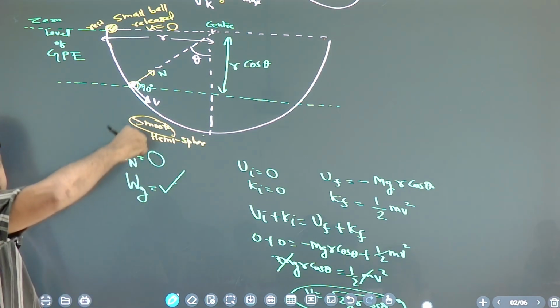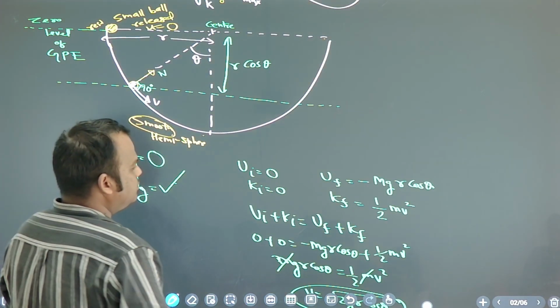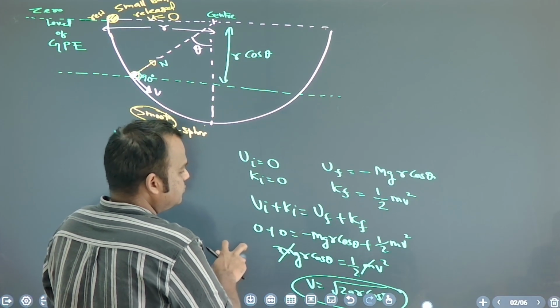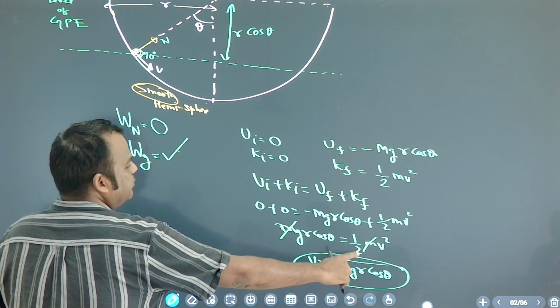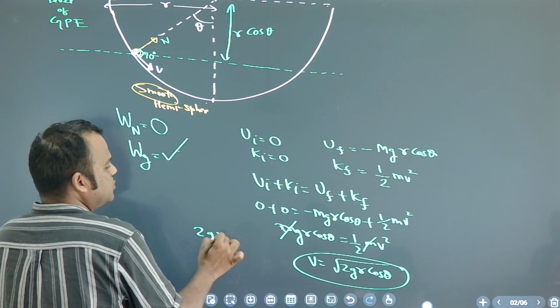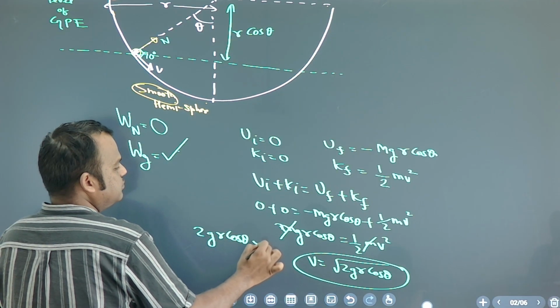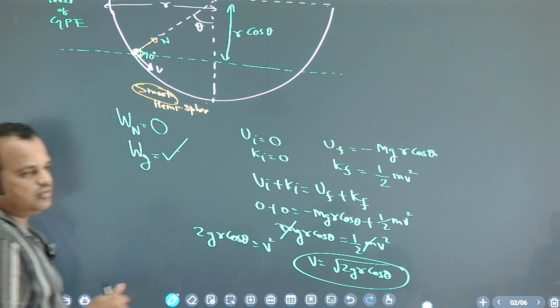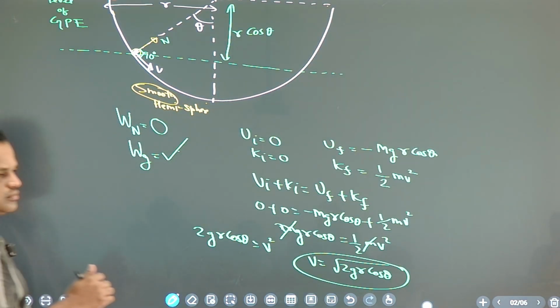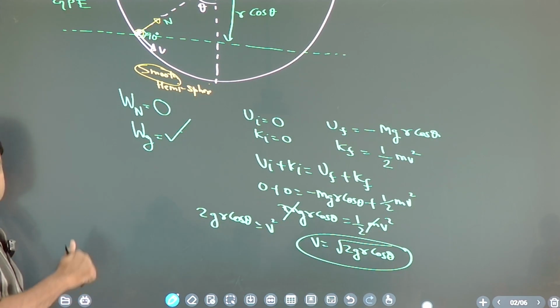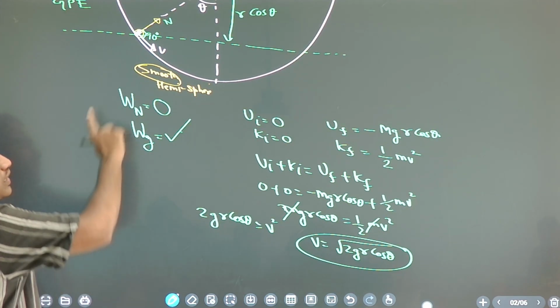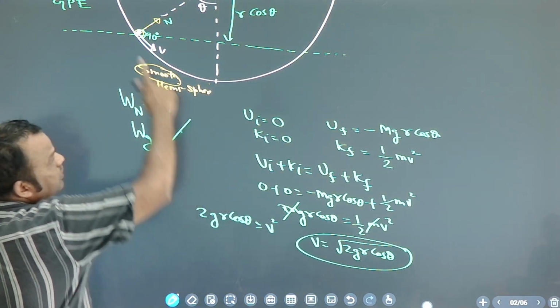Yes. The 2 will come here. 2gR cos theta is equal to v square. So v is equal to square root of 2gR cos theta. Understood or not? Finished? Note down. See, the formula is okay, but you should understand the concept.